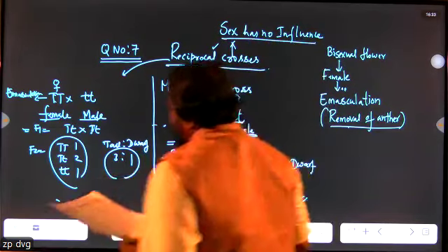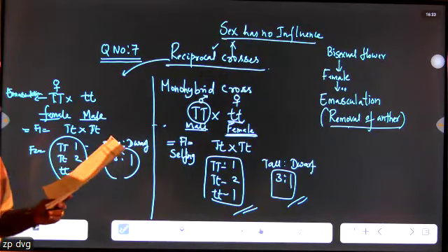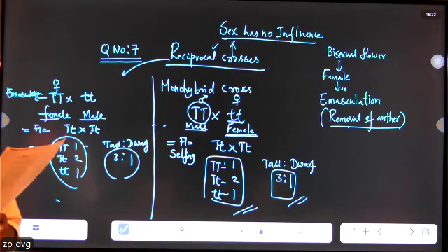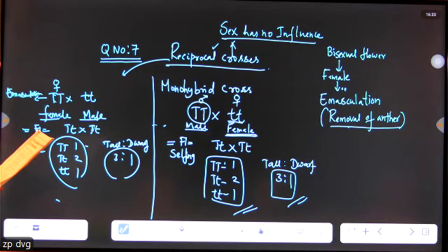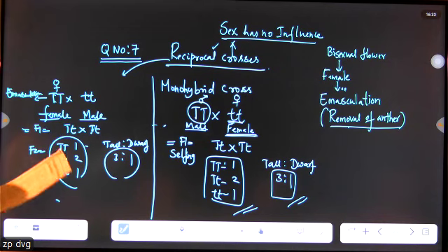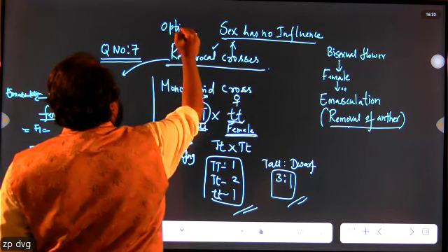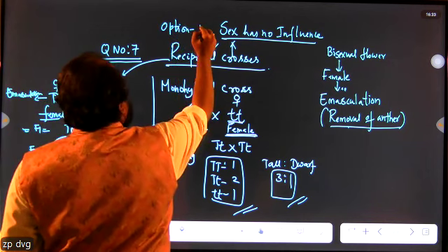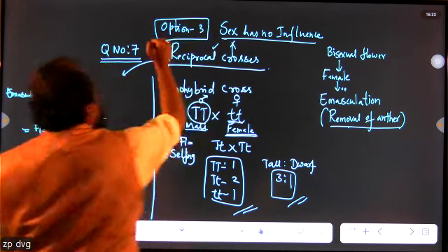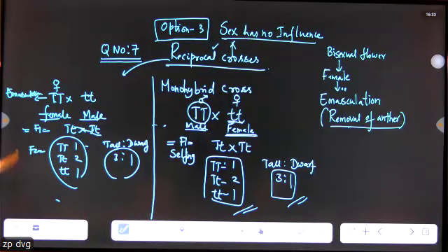Okay, so which is the correct option for question number 7? For question number 7, the third option is the correct option. What does the third option say? Sex has no influence on the dominance of the trait. So the correct option is option 3.